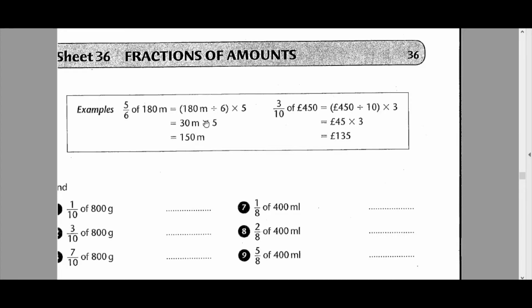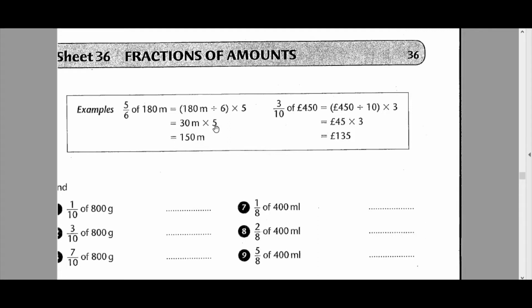It's not written out in the best way, but it is doing the fraction rhyme. It's taking the 180, so you always start with the total, which is the big number. So 180 is divided by the bottom, and then it's going to times by the top. So you divide by the bottom here, you'd end up with 30, and then you times it by the top. Now if you're happy with that, brilliant.